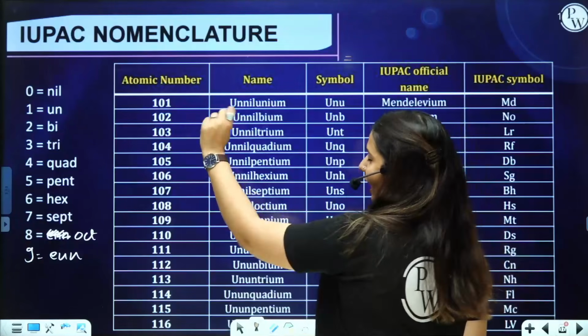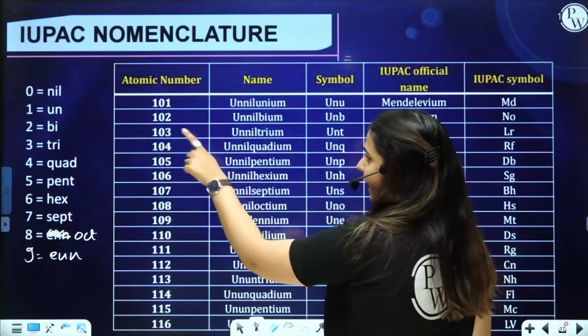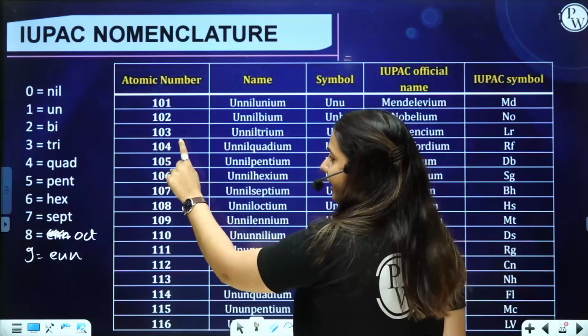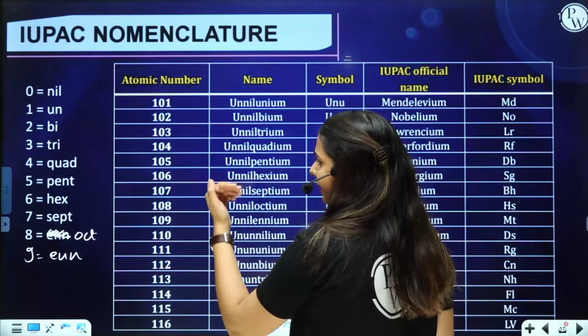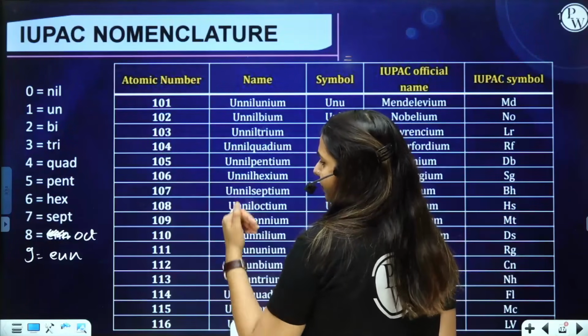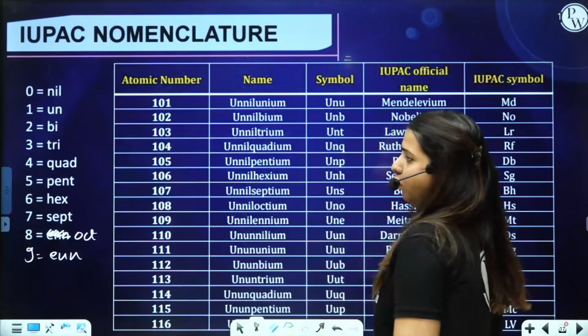Now if you have 2 at the ending, un, nil, bium. Un, nil, trium. Un, nil, quadium. Un, nil, pentium. Hexium. Septium. Octium. Ennium. In this way you have to follow.